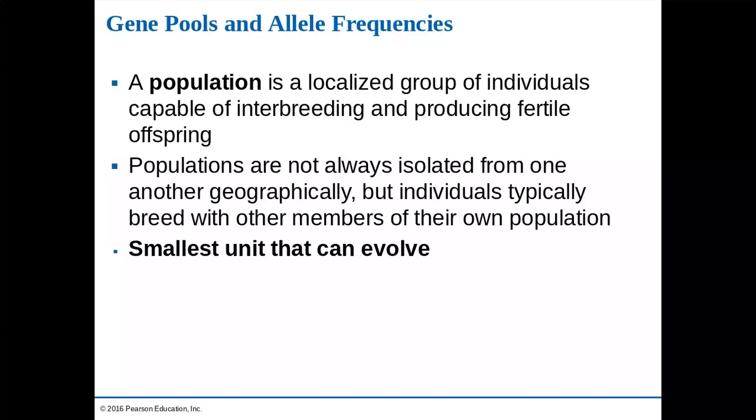Populations are the smallest unit that can evolve. So we talked about, in the past videos, how evolution cannot really happen to an individual. It's more the accumulation of change over time that causes a bigger group, such as a population, to evolve.